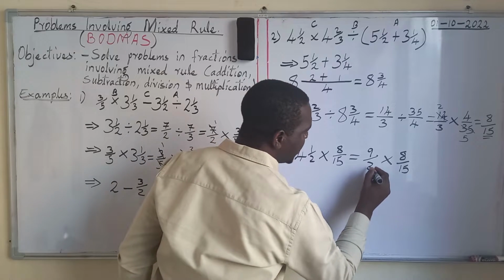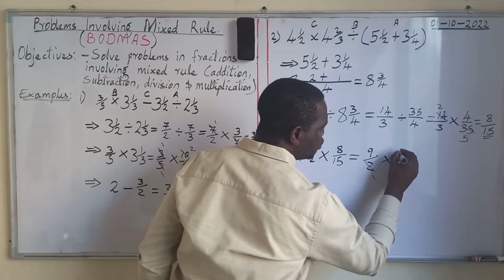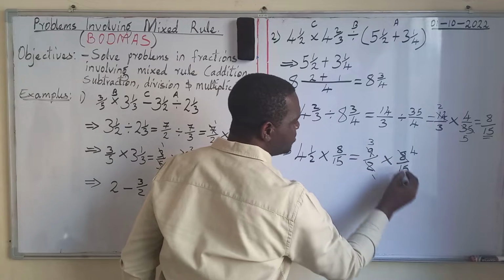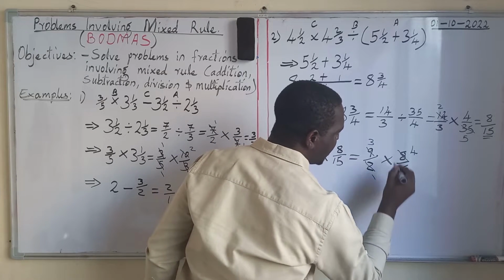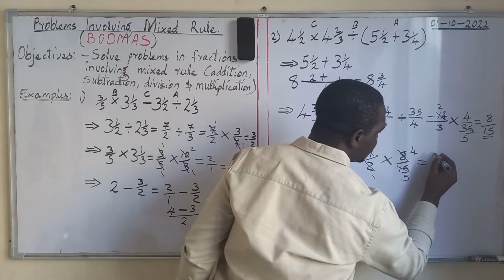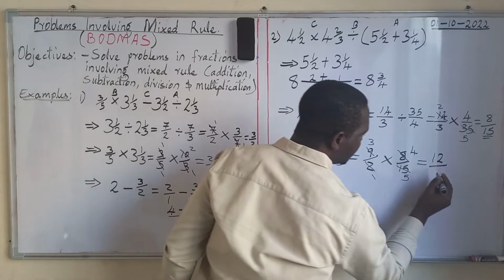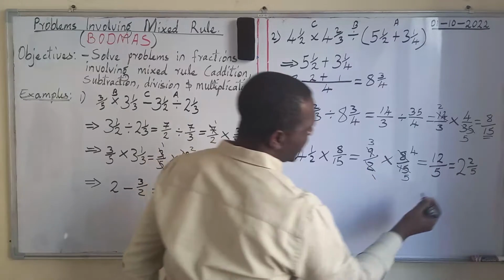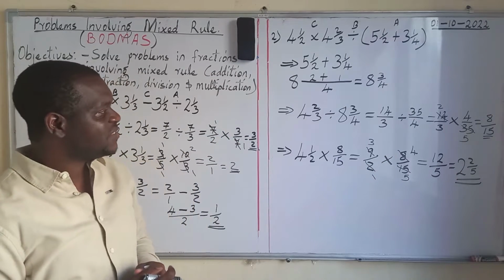Here we simplify. 2 into itself 1 time, 2 into 8 4 times, 3 into 9 3 times, and 3 into 15 5 times. Nothing else, so we multiply across. 3 times 4 is 12, and 1 times 5 is 5. And this is the same as 2 and 2/5. That will be our final answer for this.